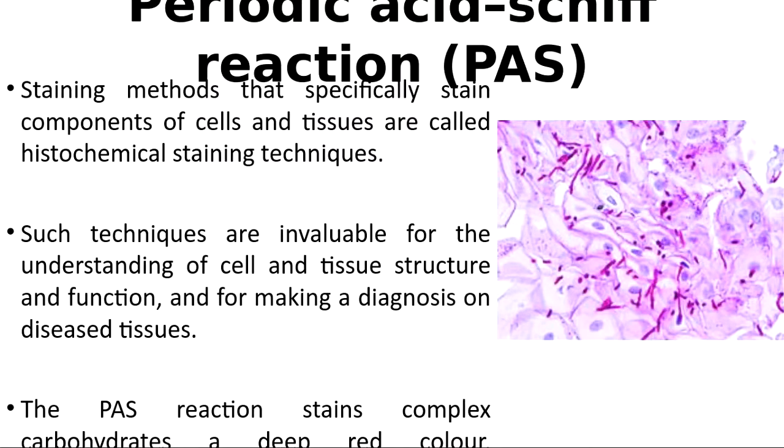Periodic acid Schiff stain: all applications you should know, nothing more than that. Where it is used is invaluable for understanding cell structure and function and diagnosis of diseases. If you know this much, more than enough. And what color does it produce? Deep red color. Each stain you should know what color it produces and what it is used for. If you know this much in second year, more than enough. Very, very easy and simple. It stains deep red and is used to understand structure and function.